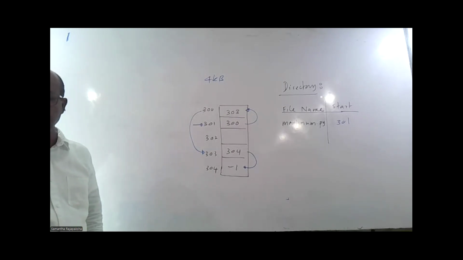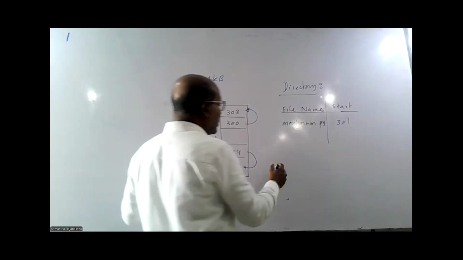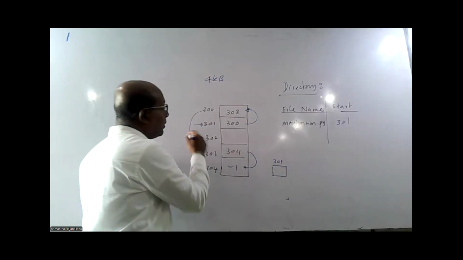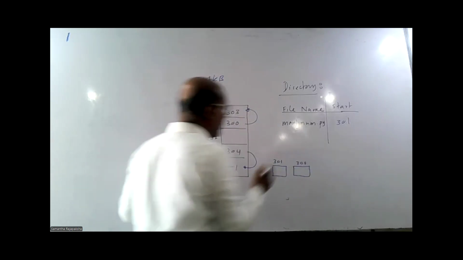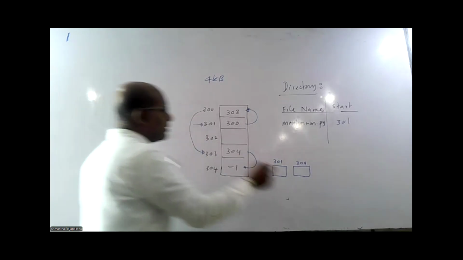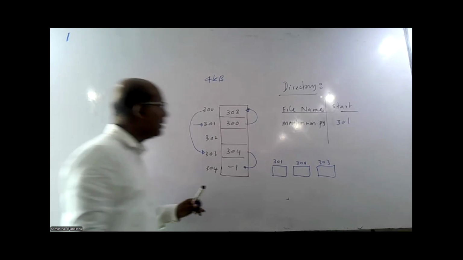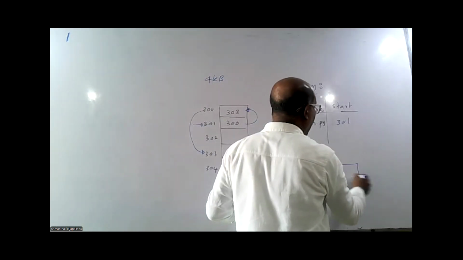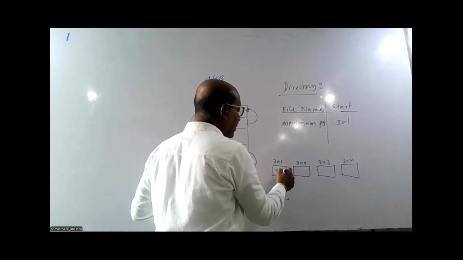Okay, sir. Now, what are the blocks for this file? The first one is 301. Okay. When you go to the next block, it is 300. Okay. When you go to 300, the next one is 303. Okay. When you go to 303, go to 304. One block is somewhat 4 kilobyte.